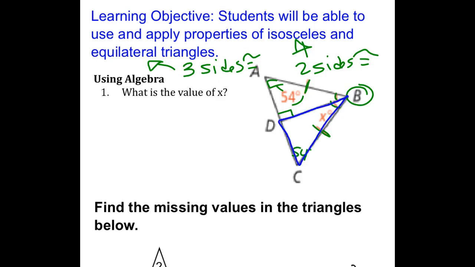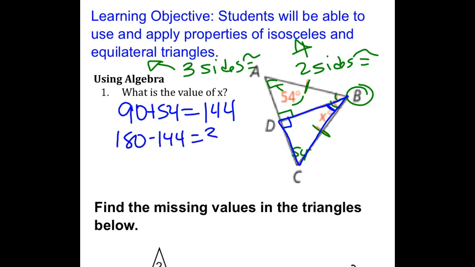I've got a 54 degrees at C. Up there at D, I can bring over a right angle as well. Well, I'm just looking for x, that top angle. You should know at this point in the year that all the angles in a triangle add up to 180. So I'm going to add the 2 I have, 90 and 54. I get 144. I subtract that from 180, and I get 36. x equals 36.